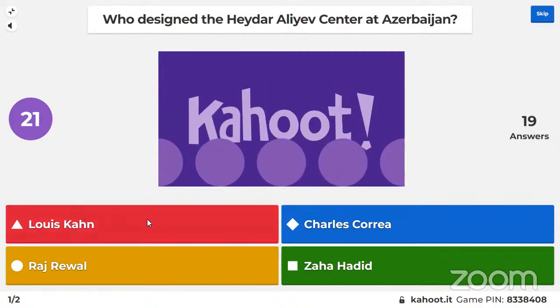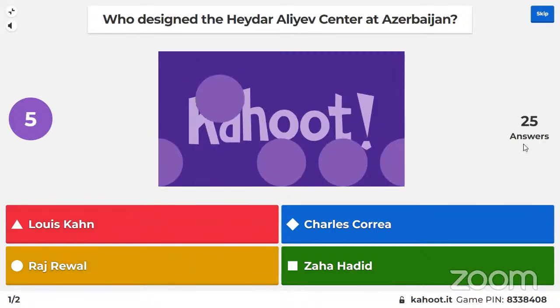There are color codes as well as shape codes. These shape codes and color codes will only be displayed in your Kahoot app. Whichever answer you think is correct, you can click on the corresponding color code based on the options which you see in the YouTube Live.